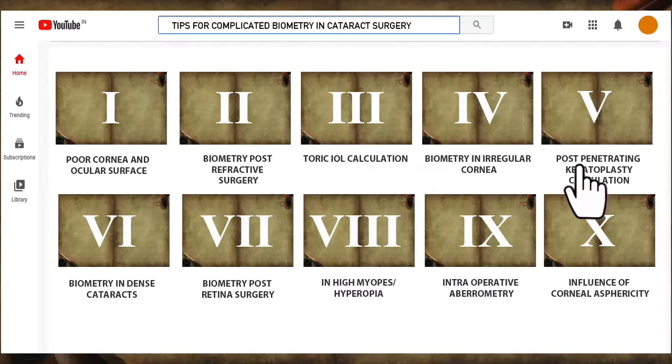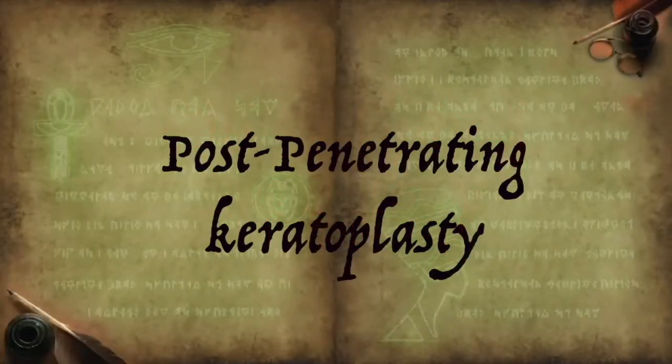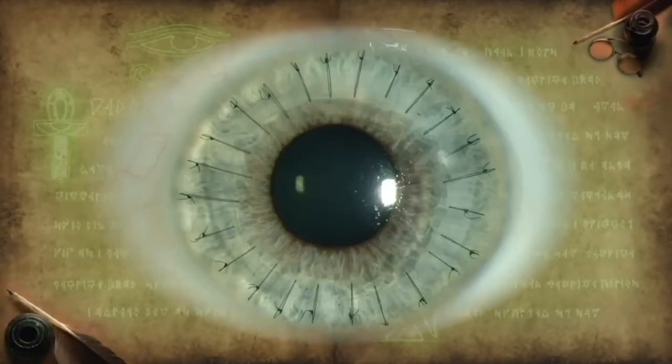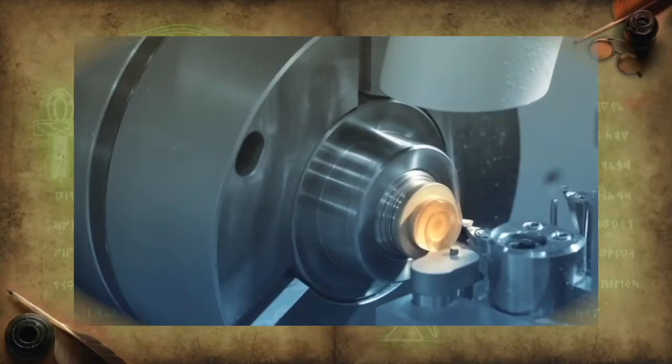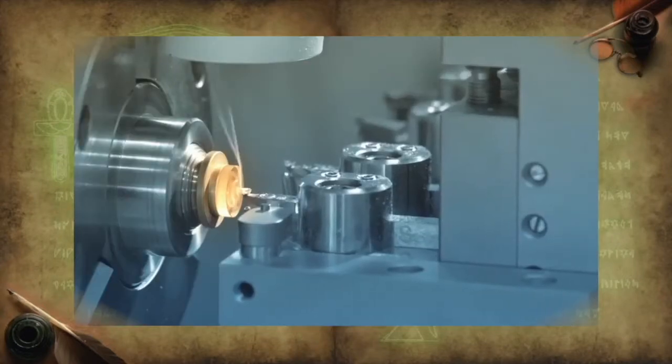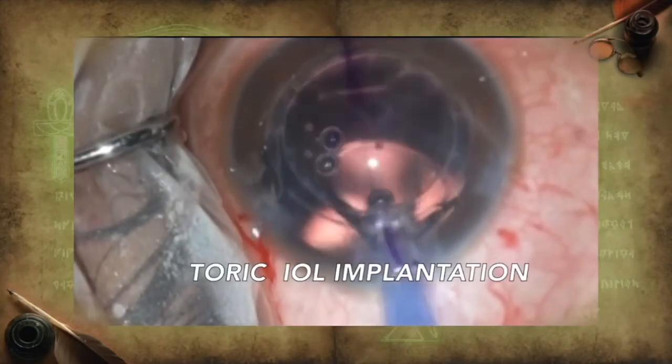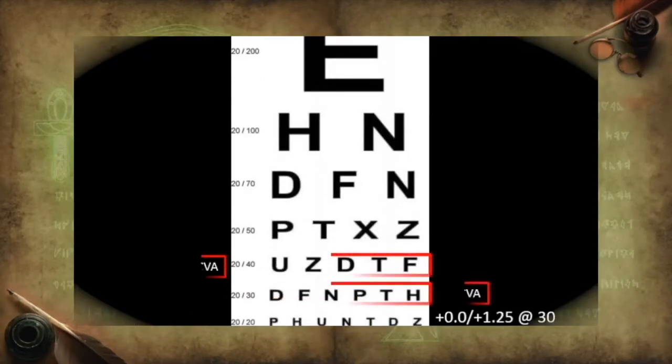The next scenario is post-penetrating keratoplasty. Usually, such cases lead to a high amount of astigmatism. Such cases need to be treated with customization of toric IOLs, and it is seen that these give good visual outcome.